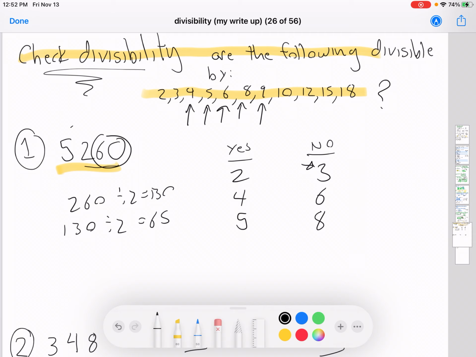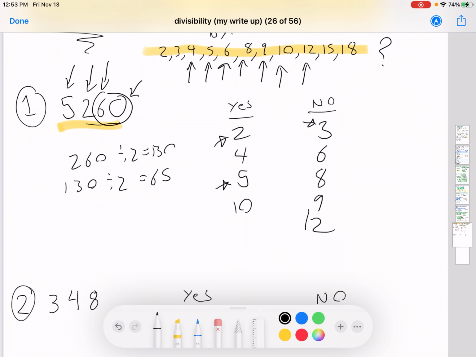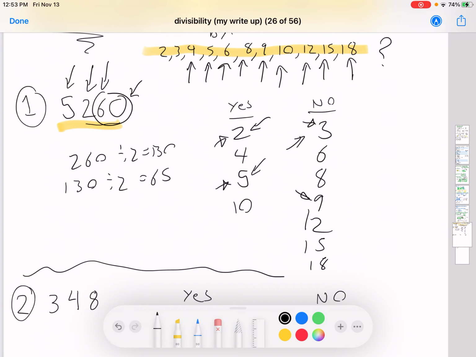Is it divisible by 9? Well, if we add all these up, 5 plus 2 plus 6 plus 0 is whatever we said, 13, and 13 is not divisible by 9, so no. Is it divisible by 10? Yes, and we already know it's divisible by 2 and 5, so therefore it's divisible by 2 times 5, but it ends in a 0. To be divisible by 12, it must be divisible by, what, 3 and 4? And it is not divisible by 3, so 12 is over here. To be divisible by 15, you got to be divisible by 3 and 5, and so check, and it is divisible by 5, but not by 3, so 15 is over here. And this one must be divisible by 2, yes, and 9, no, so 18 is over here.